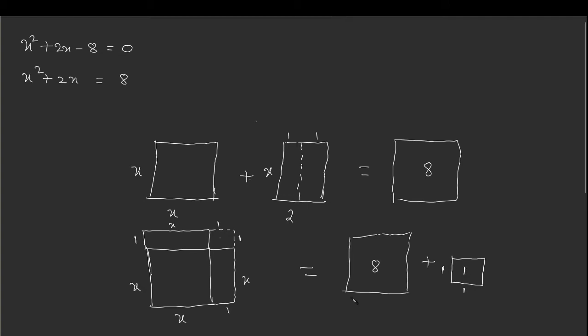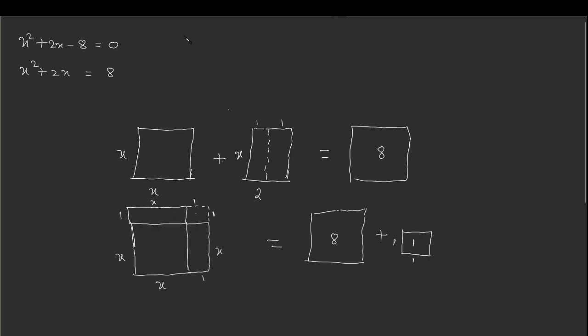Now I will calculate the area of both LHS and RHS. So I will write here x plus 1 into x plus 1, that is x plus 1 the whole square, and also the area of the square. So x plus 1 the whole square will be equal to 8 unit square plus 1 unit square, that is 9 unit square. So that is the total area of the RHS.